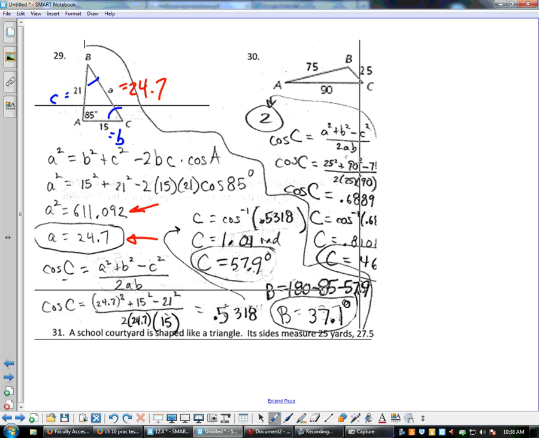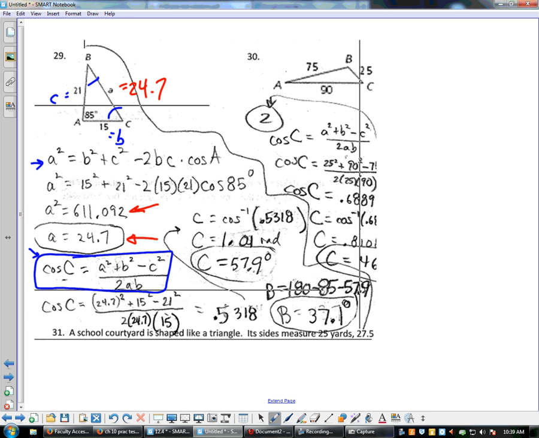So we're going to say cosine of angle C equals, now remember this is also your law of cosines, but it's the different format. This one here was if you were going to try and find a side. This is if you're going to find an angle. So cosine of angle C is a squared plus b squared minus c squared over 2ab, which is also provided on our test.